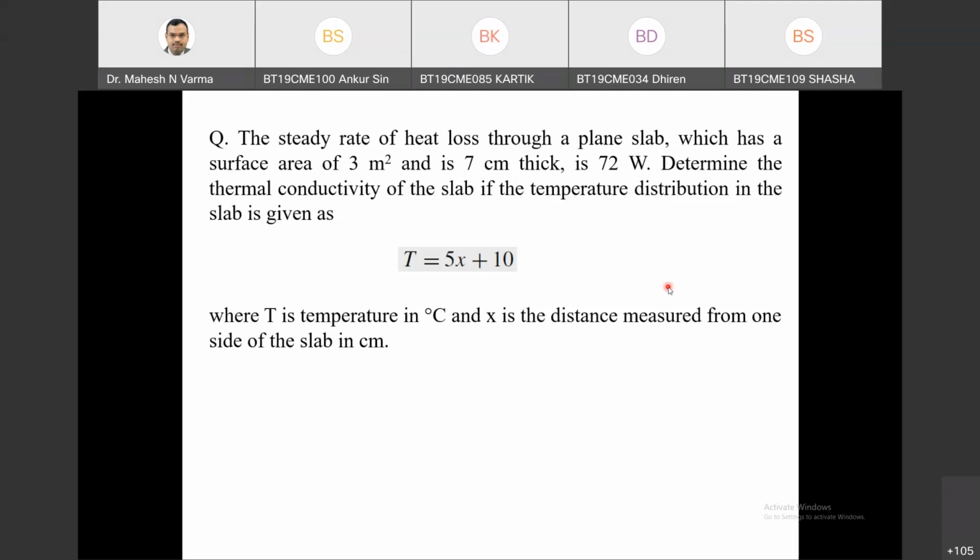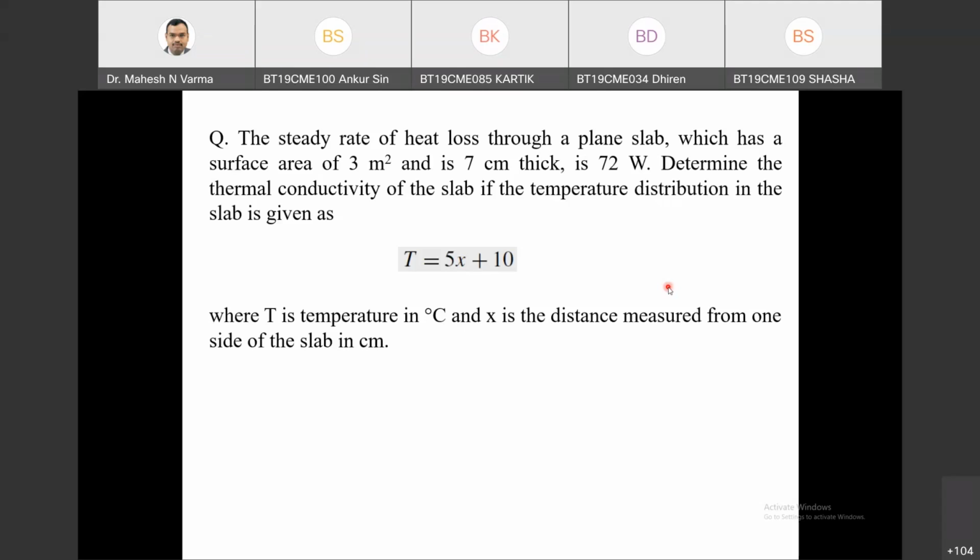So temperature is given. You can use the Fourier law of heat conduction. Heat flux, rate of heat transfer divided by area, steady rate. That steady rate is given as 72 watt. Area is given, so flux is in watt per meter square. That is equal to thermal conductivity into dT by dx. So the temperature profile is given, showing how temperature is varying in the x direction.